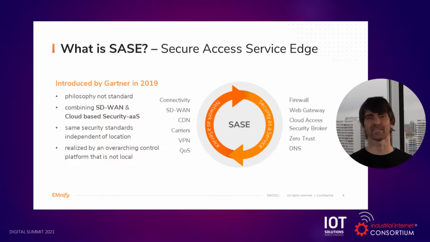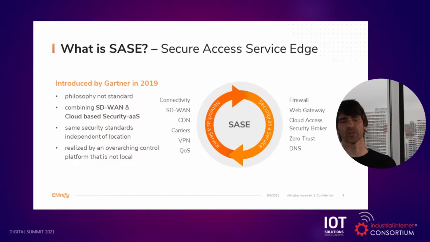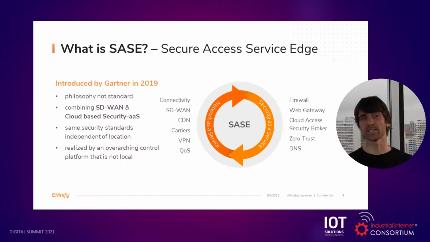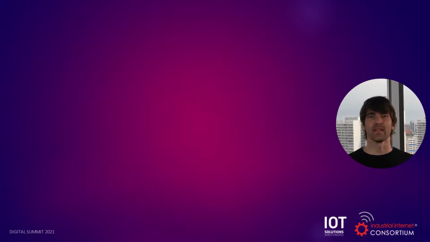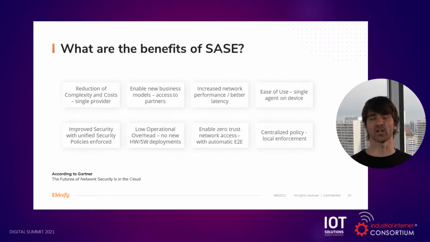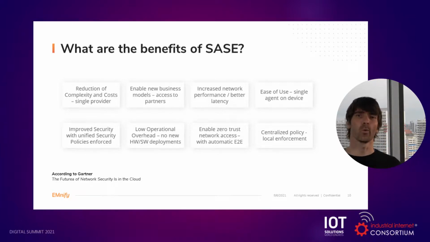The goal of SASE is basically that you can apply the same security standards independent of where someone is based or which services the person or the device is accessing. And all of this is realized by an overarching control and platform that is not local. So let's come to the benefits of SASE. According to Gartner, SASE leads to a reduction of complexity and costs because you don't have different providers for your VPN appliances, for your software-defined WAN, for your firewall, for your gateways, but you're relying on a single provider. And because you have a single provider, it improves your security because you can apply unified security policies independent of where your device is located or which data is being accessed from that device.